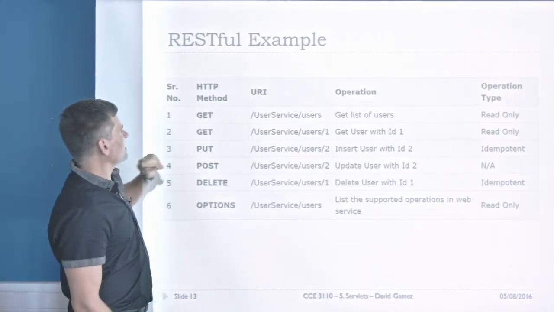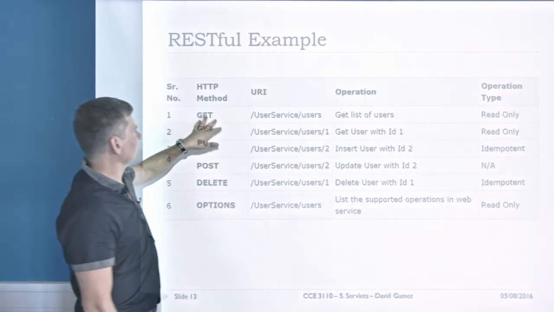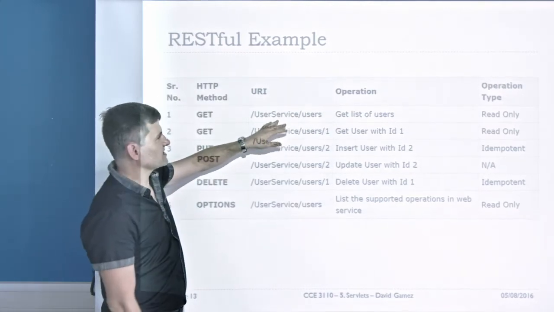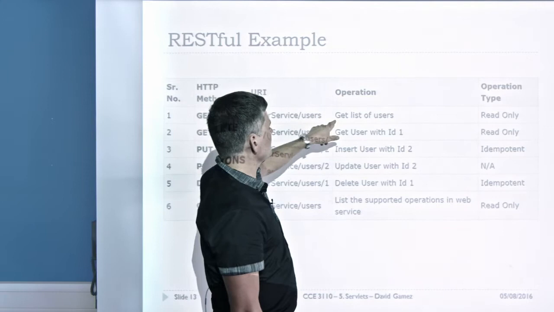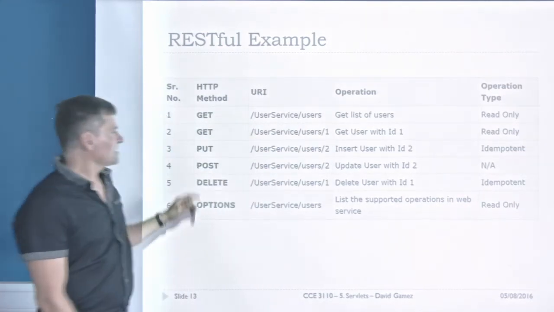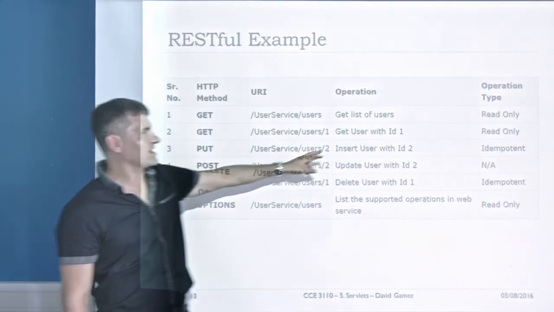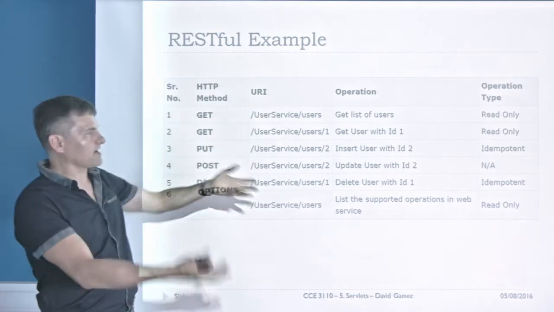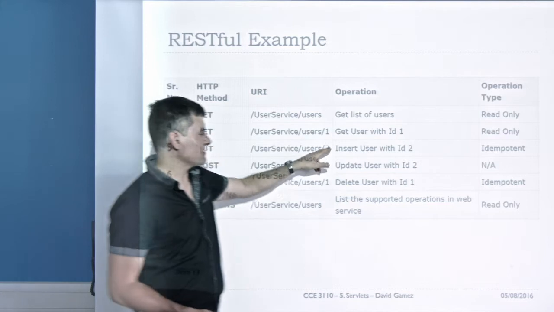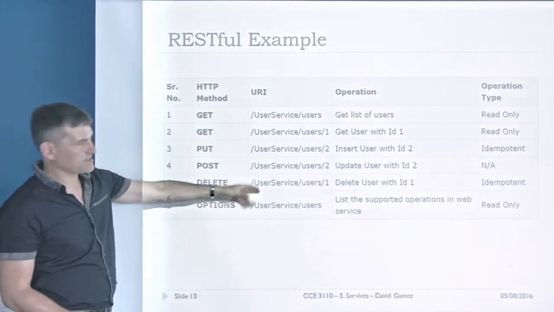So let's take a little example. Here we have these message numbers. Let's say we send get to this uniform resource identifier. We send that URL, and that will return a list of the users, because we're sending a get method to that URL. And if we send get to this URI, then we're getting a particular user. It's read-only. We're just accessing the state of that data. If we do put, then we're adding that user with the ID 2. If we're doing post, we're updating that user. Delete, we're deleting the user.